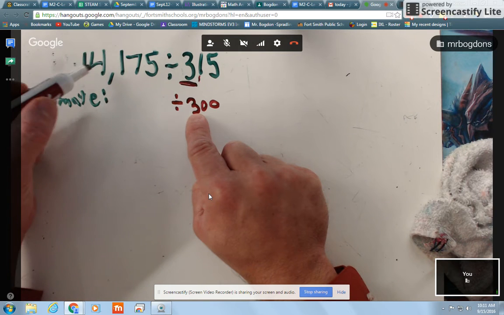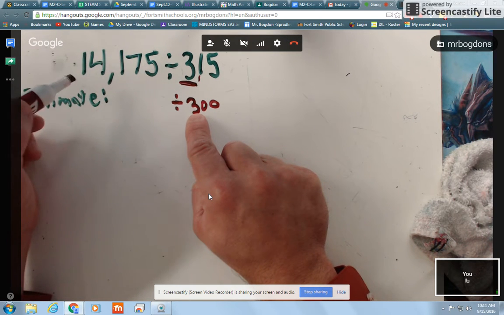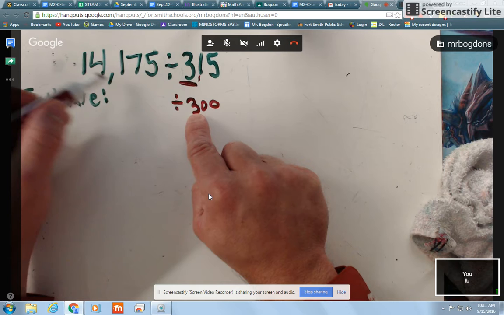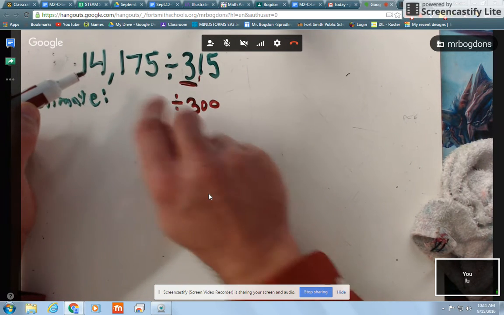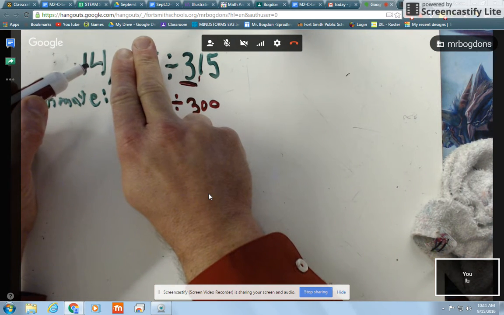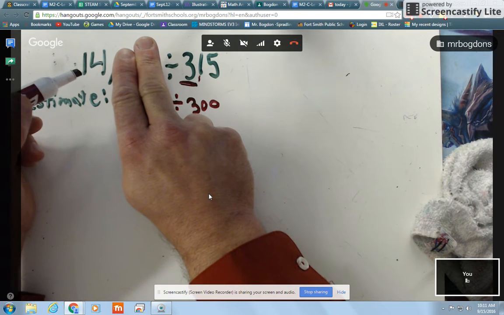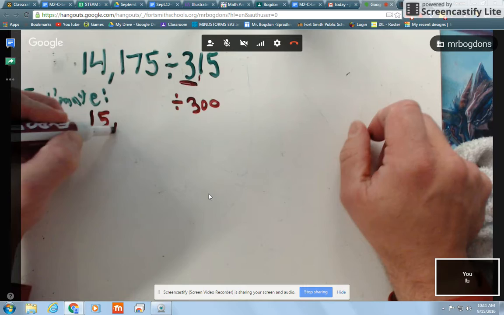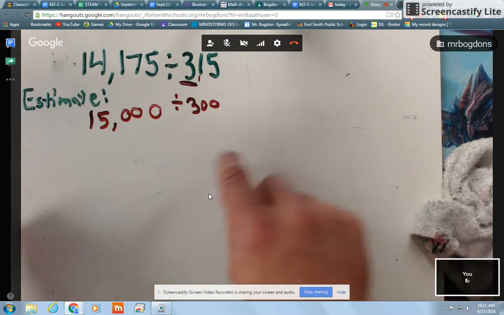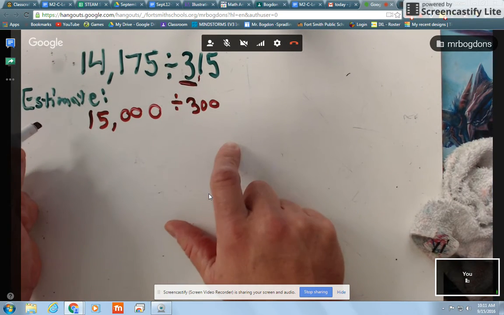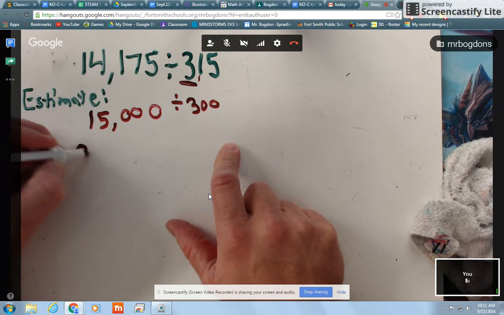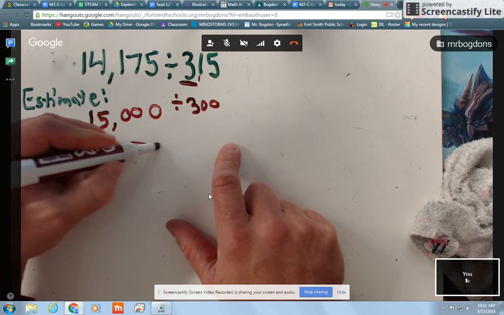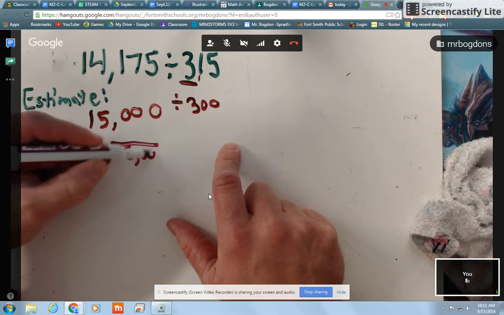Now this 14,175. Is there a multiple of 3 that's really close to 14? 12 or 15. I think 15 is probably a little bit closer. 14 is a little bit closer to 1,500. So if I wanted to estimate here, remember I can rewrite this saying 300 divides 15,000.